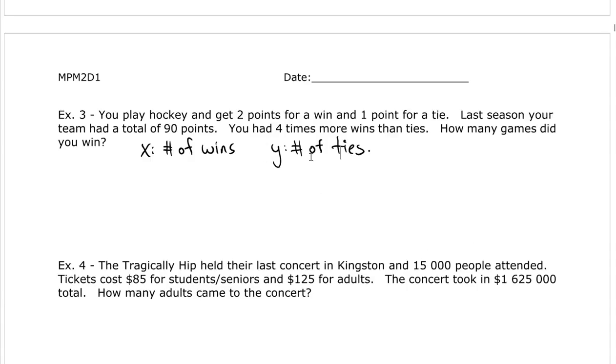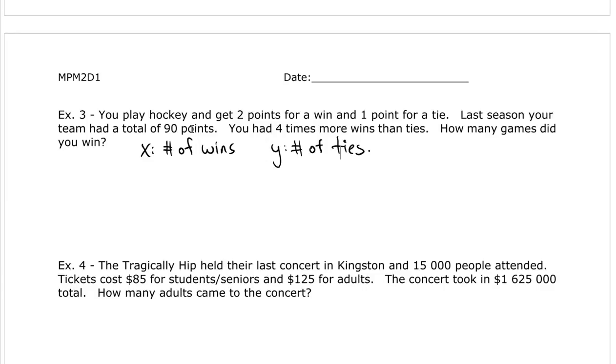Okay, why wins and ties? Because wins and ties are the information we're given in our problem. So let's look at what equations we have. 2 points for a win and 1 point for a tie. Last season, your team had a total of 90 points. So let's create an equation for our team.